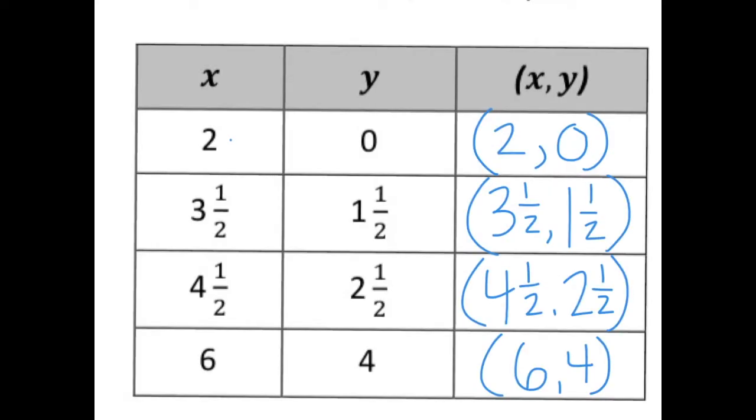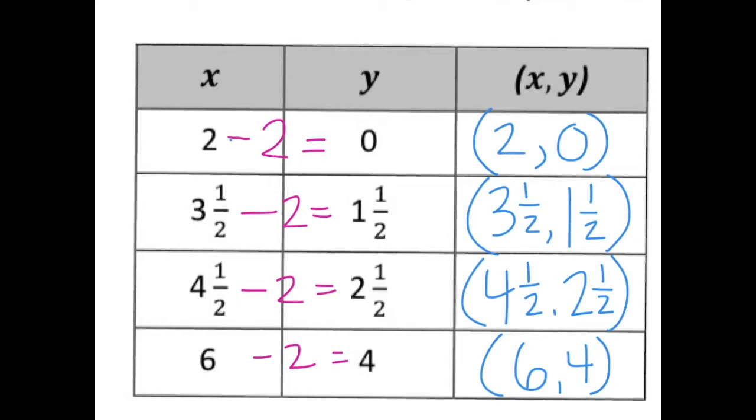So the pattern I see is if I take 2 and I subtract 2, I get 0. Now that doesn't mean that it's the rule. I have to make sure that this operation works for every single coordinate pair. So I'm going to keep going and see if it works. If I do 3.5 minus 2, that answer should be 1.5, so that's right. If I do 4.5 minus 2, I'm going to get 2.5, so that's right. If I do 6 minus 2, I'm going to get 4. So as you can see, minus 2 works for every single one, so we know that's the rule.